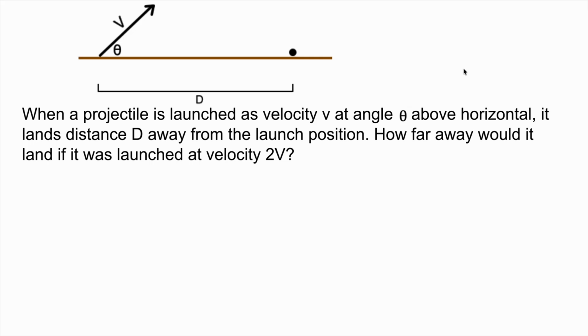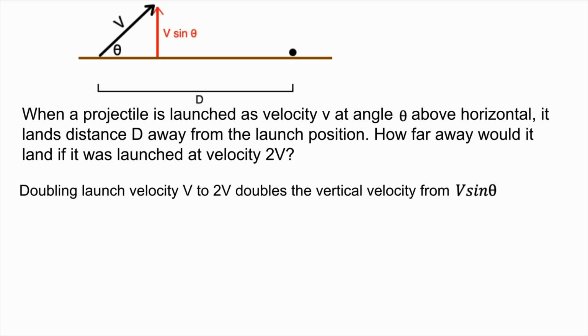So you get problems like this in AP Physics a bit. When a projectile is launched at velocity v at angle theta above the horizontal, it lands distance d away. How far would it land if it was launched at 2v? It's a pretty typical kind of question you might get asked. So how do we go about solving this?